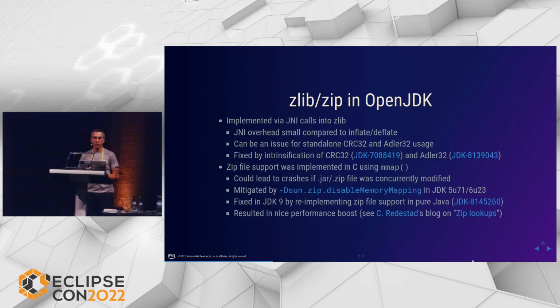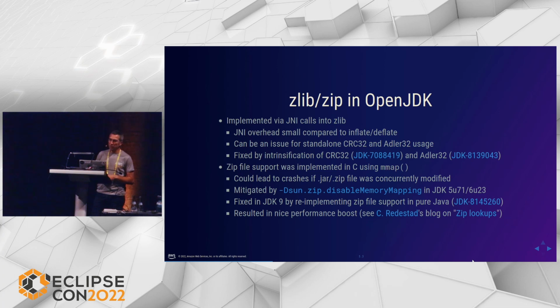So the zip file support is actually not in the zlib library. The zlib library only implements the deflate and inflate algorithm, the zlib stream, and the gzip compression, but not zip file support. That's in the zip tool, pkzip. So zip file support was implemented again as a very thin JNI wrapper over some C functionality, and that used mmap to map the zip file into memory.